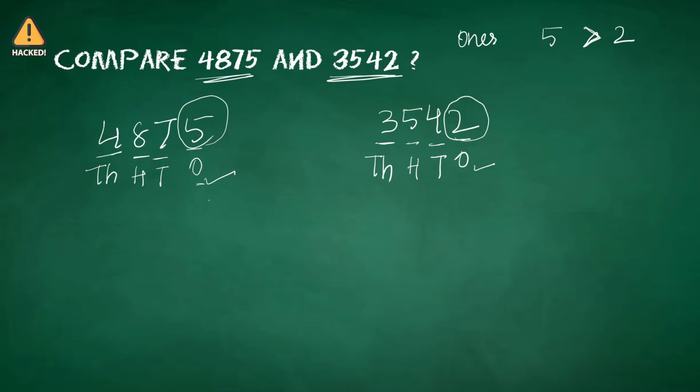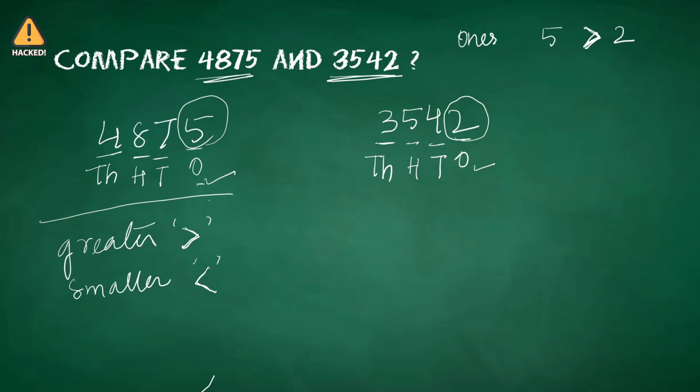And now let me tell you what this symbol is. For the greater ones, we represent it with this symbol, and for the smaller ones, we represent it with this symbol. So do remember this, because while comparing the numbers, we have to tell which number is greater by using these symbols only. So we got to know that in the ones place 5 is greater than 2. I mean, this 5 is from 4875 and this 2 is from 3542.